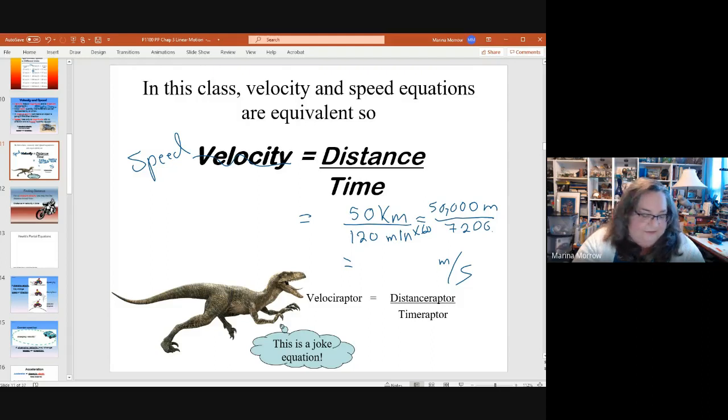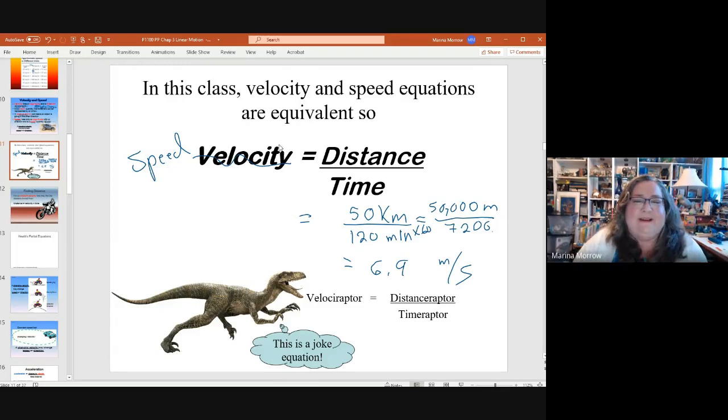Yeah, it is. So 50,000 divided by that, and we got ourselves 6.9. Okay, that makes more sense because we said that he was going slower. So 6.9, double it. He's only going about 14 miles per hour on average.